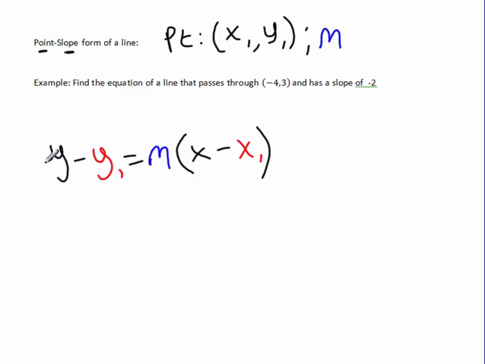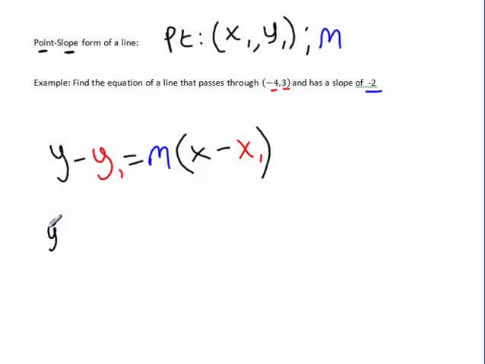Alright, so the y and the x, it's just x and y. That is your normal x and y. Those are simply x and y. And the m and the x1 and the y1, those are numbers that you are given. So here we see our x1 and our y1. And here is our slope, m.